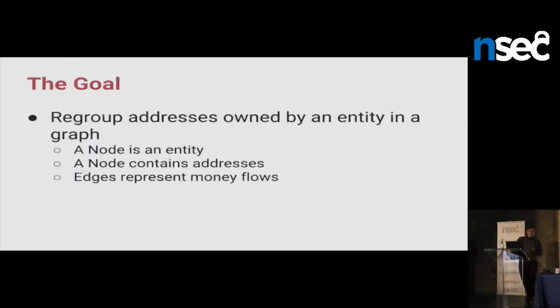So basically, the goal of the tool is to create a graph of the Bitcoin blockchain. I will take every block, take the transactions of every block, create a node using the input addresses of all those transactions, merge those nodes together, and finally I will get a graph where a node represents an entity and an edge represents a money flow. That means money moving from one entity to another one.